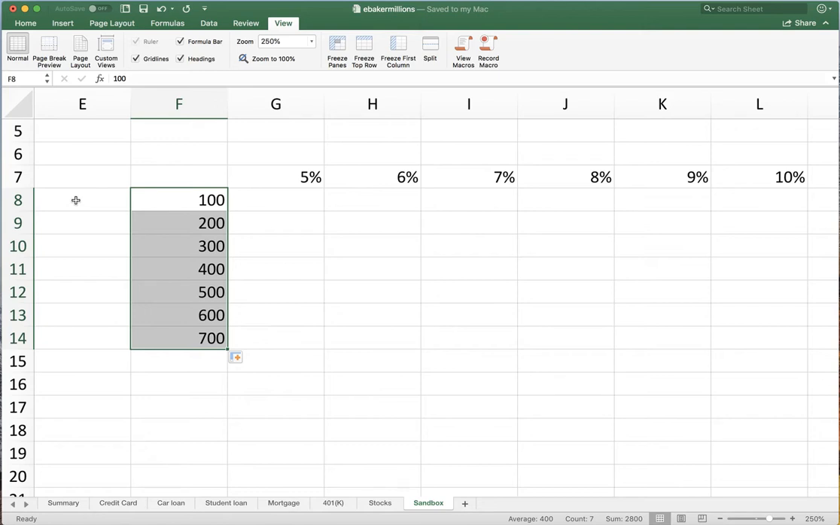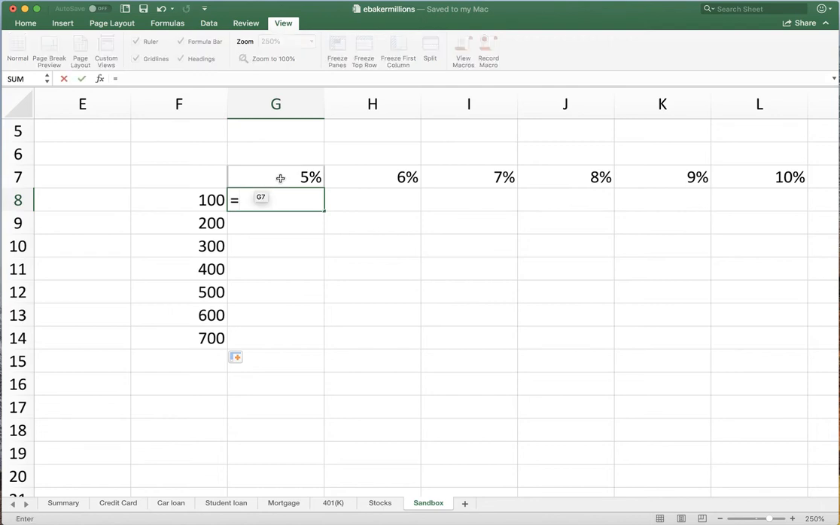So let's say the formula is going to be, I'll make up a formula. I'm just going to make one up. It's going to be equal to 5% divided by 100. And that gives me 0.0005. Okay, let's change that formula.